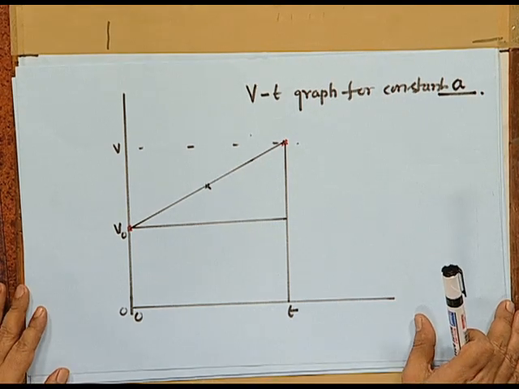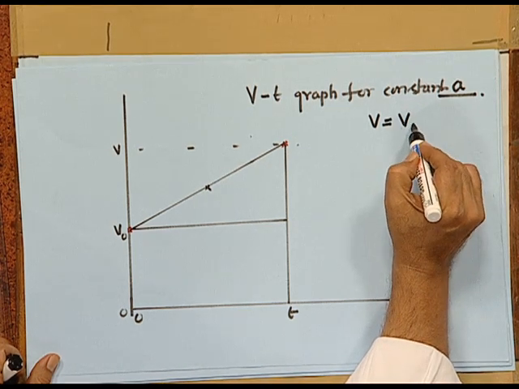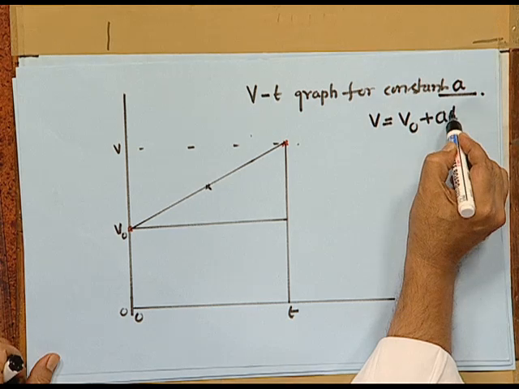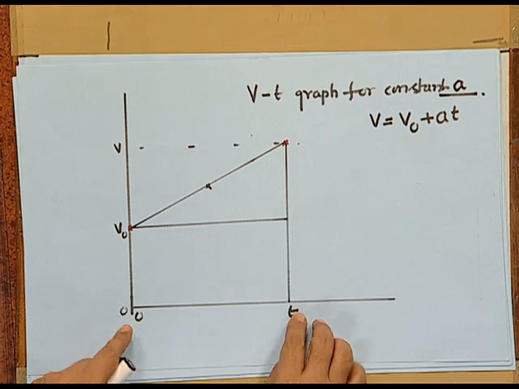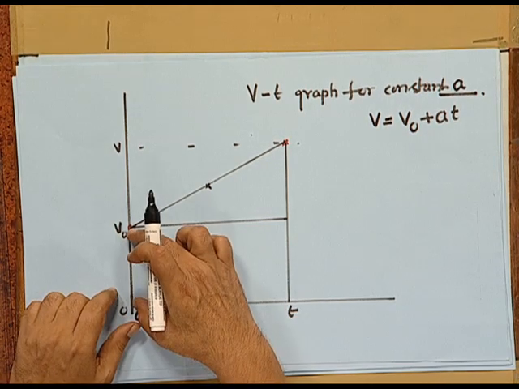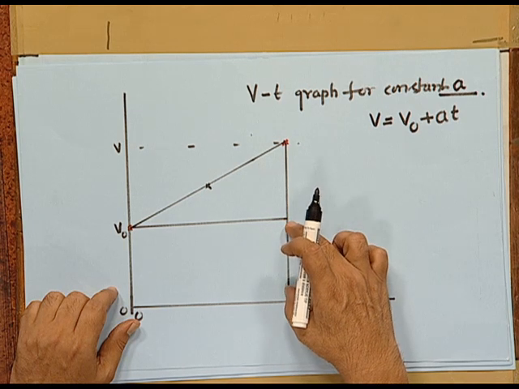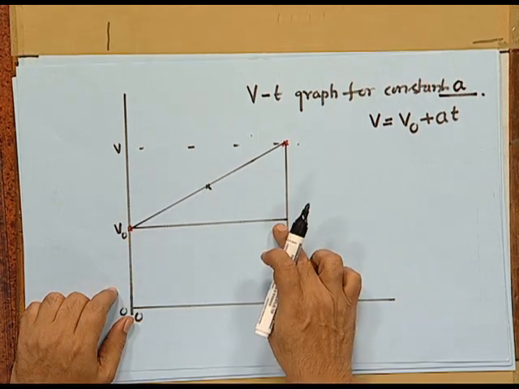Consider the velocity time graph for a constant acceleration case. That is, the acceleration is constant. It means the velocity varies uniformly with time, given by the relationship v equals v naught plus a t, that is, velocity at any time is velocity at 0 time plus the acceleration into time. Now, in this graph, in the interval 0 to t, look at this portion, the acceleration is 0 if you consider this as the portion where the velocity remains constant. When the velocity remains constant, the average velocity is the same as the instantaneous velocity during the interval.